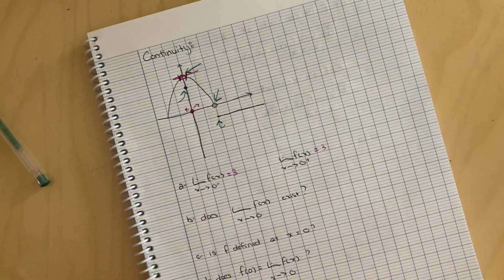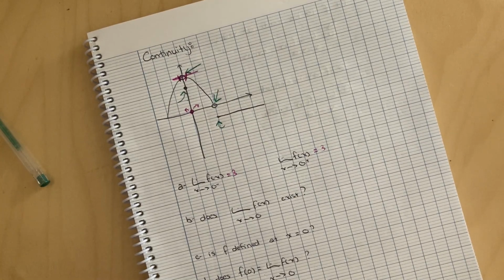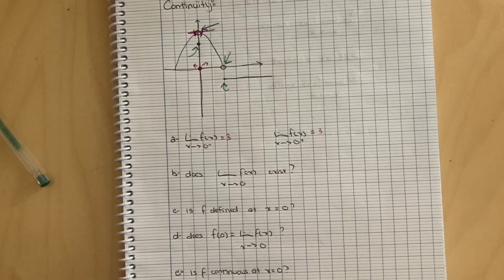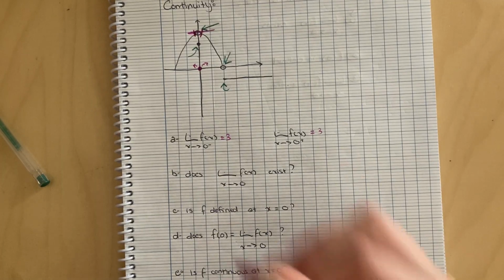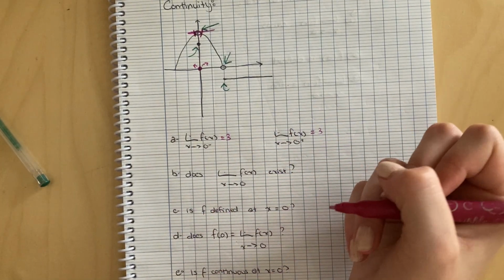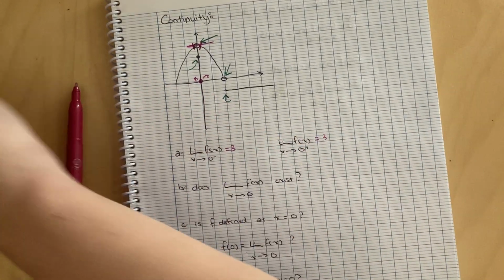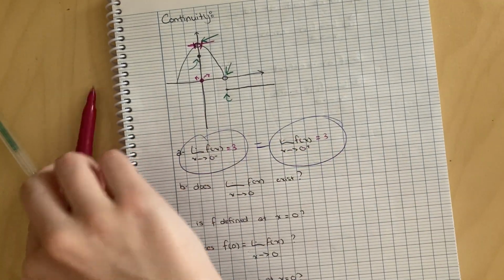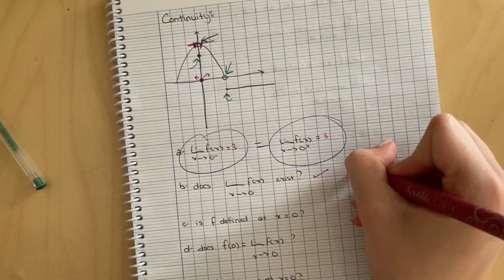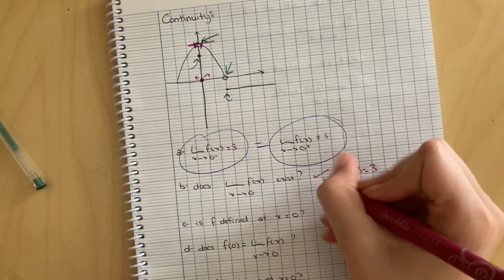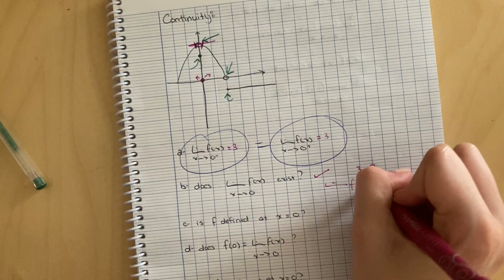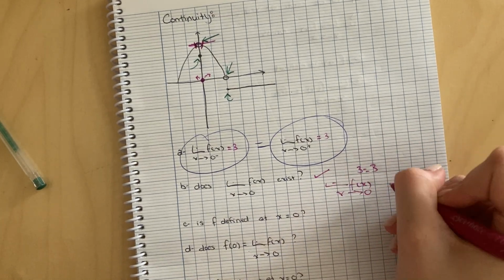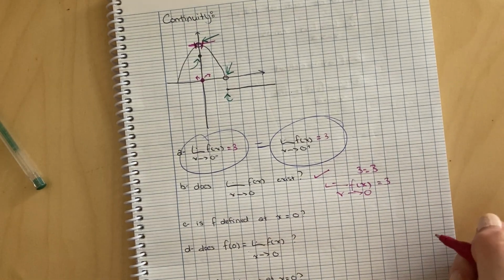Now, does the limit of f of x as x tends towards 0 exist? Do you think you can solve that on your own? Remember what we said. The limit of f of x as x tends towards 0 exists if this and this are equal. Are they equal? Yes. 3 is equal to 3. So the limit of f of x as x tends towards 0 exists, and it is 3.